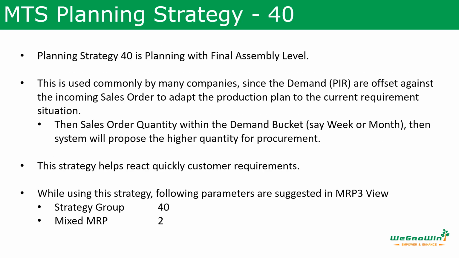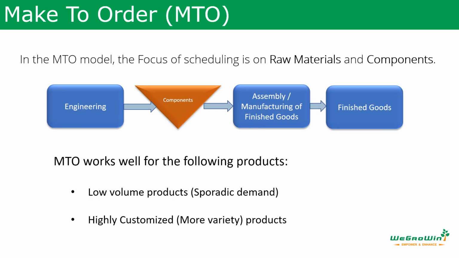Strategy 40. This is planning with final assembly. This is used commonly by many companies since the demand will offset against the incoming sales order to adapt the production plan. And when the sales order quantity is more than the plan, the system will consider the sales order also in addition to the forecast. One way, indirectly, it is becoming make to order also in that case. So when you use this strategy, the parameters used are strategy group 40, mixed MRP2. This strategy helps react quickly to customer requirements.